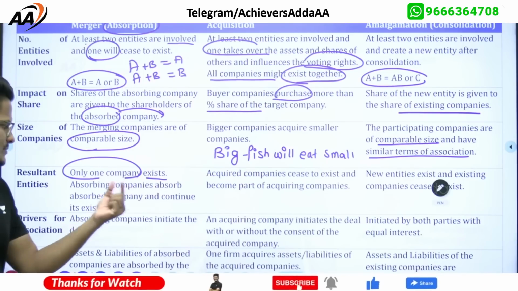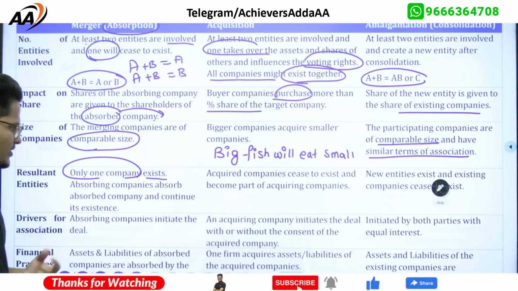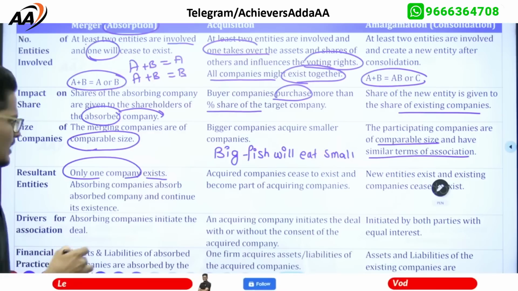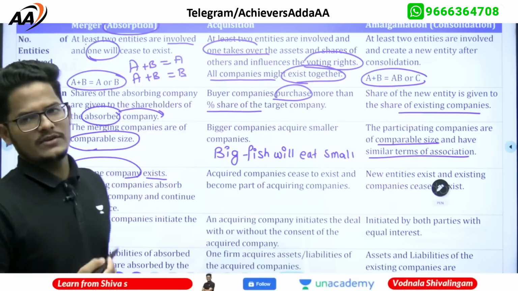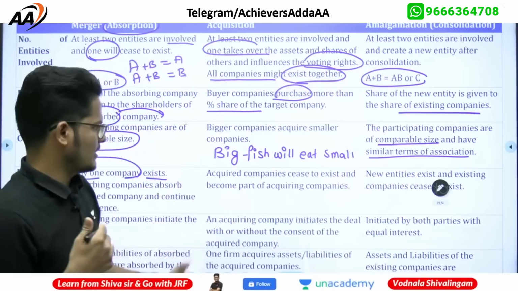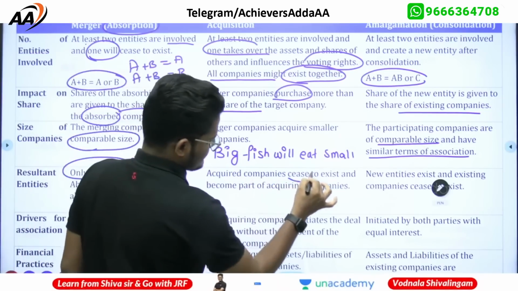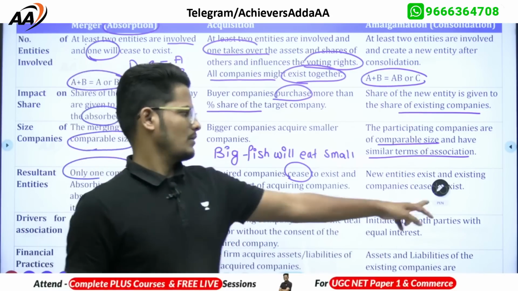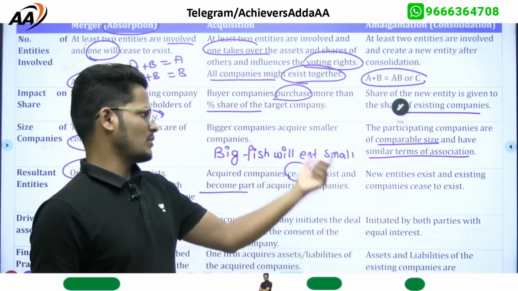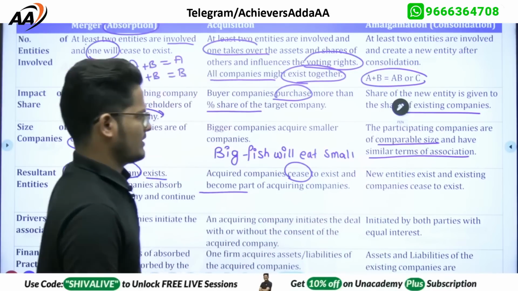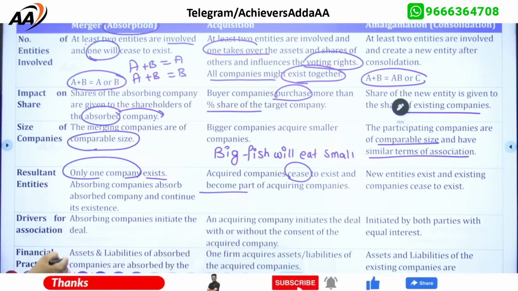Absorbing companies absorb absorbed companies and continue to exist. So the absorbed companies will cease, whereas the absorbing company, which is absorbing the other company, will continue. Here the acquired company ceases to exist and becomes part of the acquiring company. The big fish will exist, the small fish will be lost. And in amalgamation, a new entity will exist, both companies will be lost.